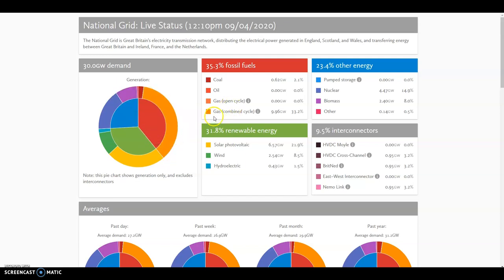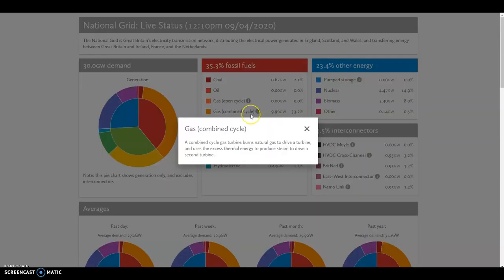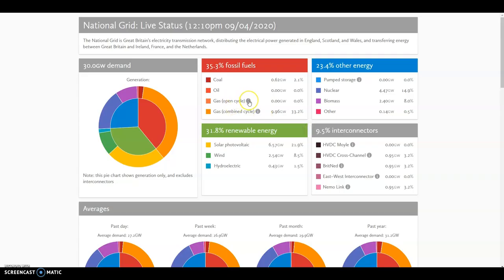And there's two types of gas. There's gas combined cycle. That means that you burn the gas, which causes it to get lots of kinetic energy. That drives a turbine. But you also use the excess heat from burning that gas to produce steam to drive a second turbine. It's much more efficient than just using gas to drive a turbine on its own, which is what the open gas cycle is.